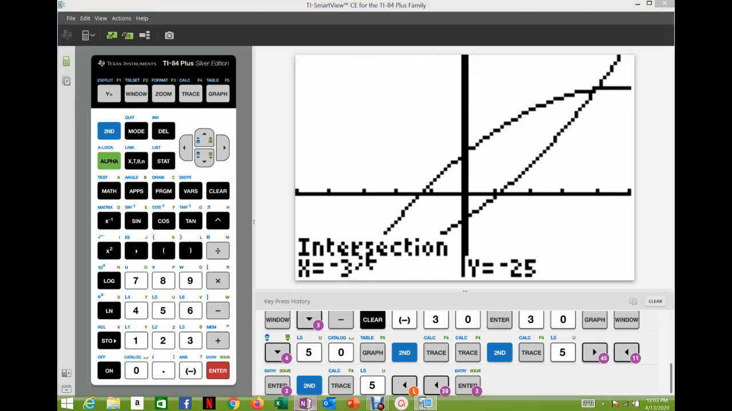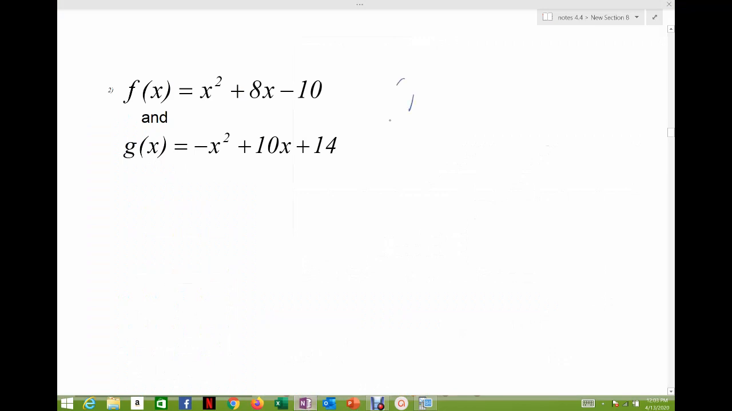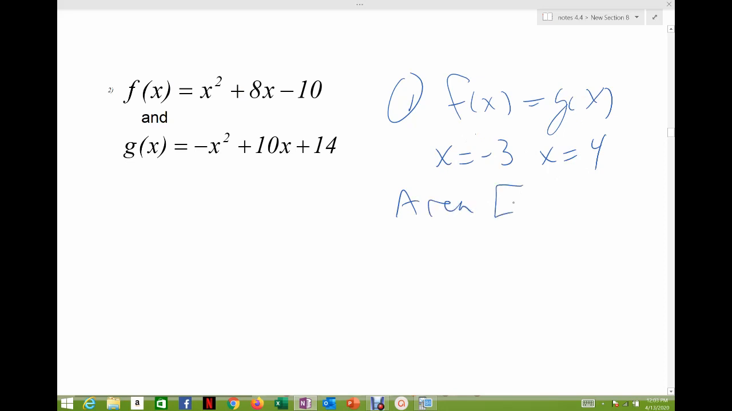So if I go back, I write that out. The first thing we find is when is f of x equal to g of x? Well, we found that f of x is equal to g of x. They intersect at -3 and +4. And so when we find the area, we're going to integrate from -3 to 4.